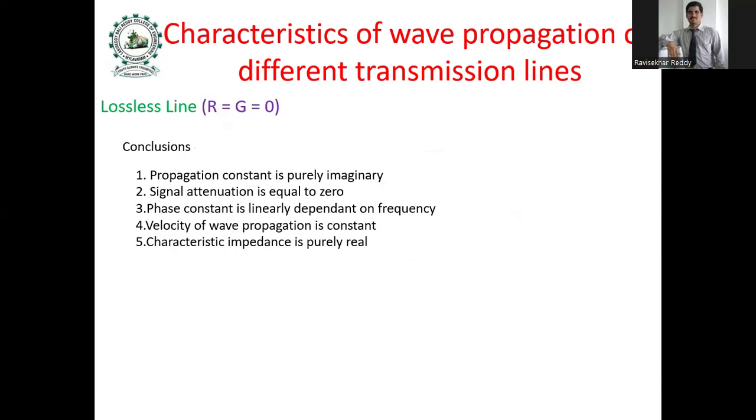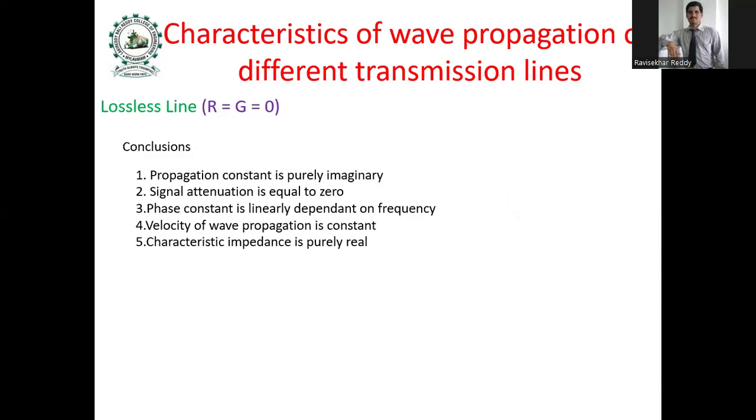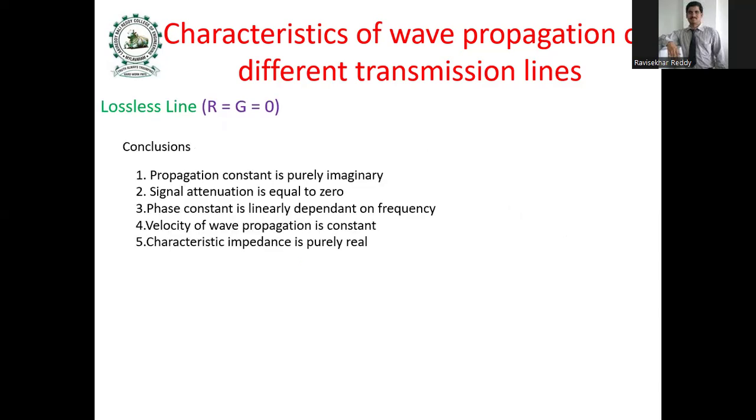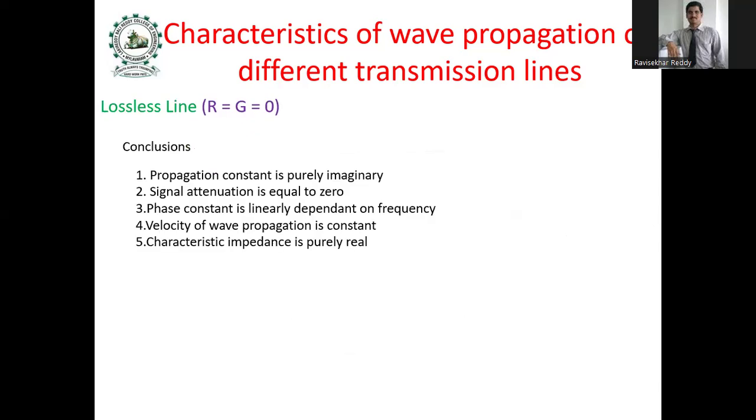So final conclusions in the lossless line: propagation constant is purely imaginary, gamma equal to j omega square root of LC. Signal attenuation is equal to 0, so alpha equal to 0 in the lossless line. Phase constant is linearly dependent on frequency. So here beta equal to omega square root of LC, so beta phase constant is linearly dependent on frequency.